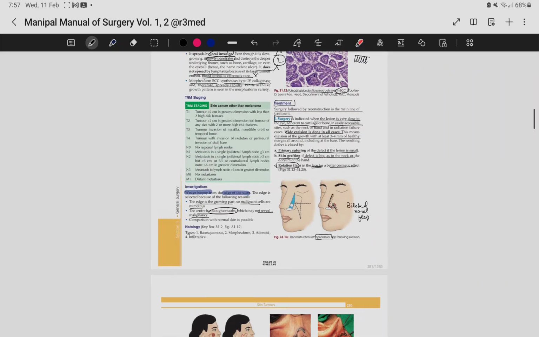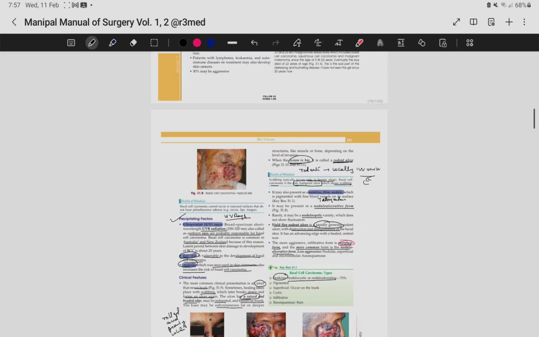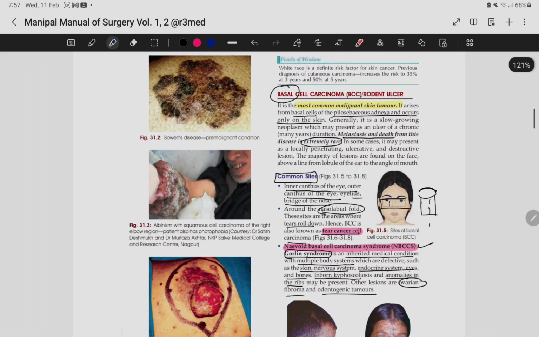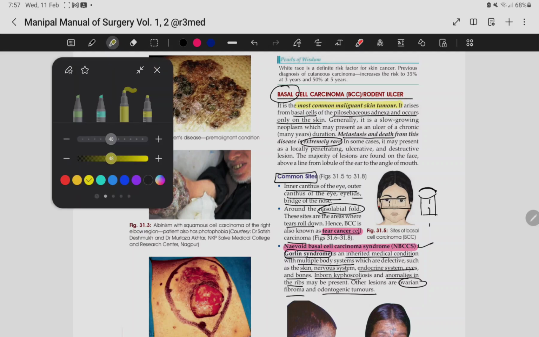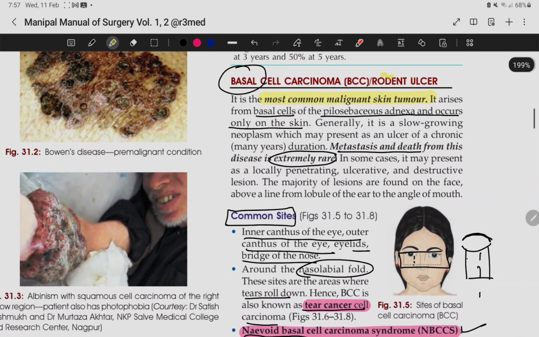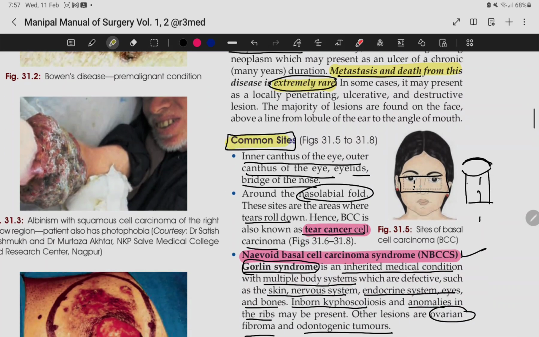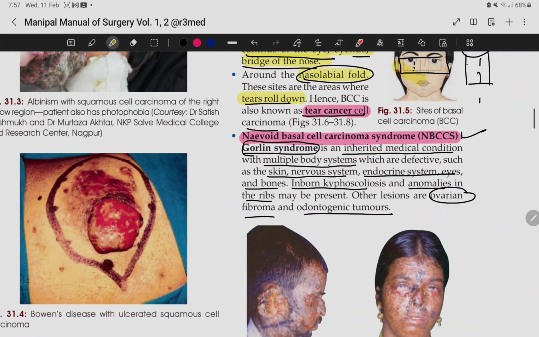So finally we will revise it in 1 minute. Okay, we'll revise it. First, it is also called rodent ulcer, the most common skin malignancy. Metastasis and death are extremely rare. A common site is the line joining the outer earlobe to the corner of the lip, that is, the inner canthus, nasolabial fold, and so on.